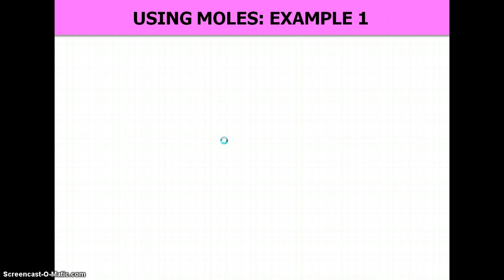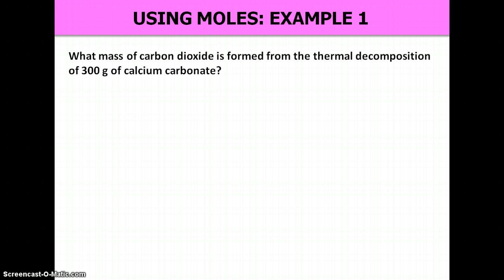Right, here we go then, putting it all together. Imagine a question like this then. What mass of carbon dioxide is formed from the thermal decomposition of 300 grams of calcium carbonate? Before we start, we've got to have a balanced equation. So step 1, write a balanced equation. Calcium carbonate decomposes to calcium oxide and carbon dioxide.